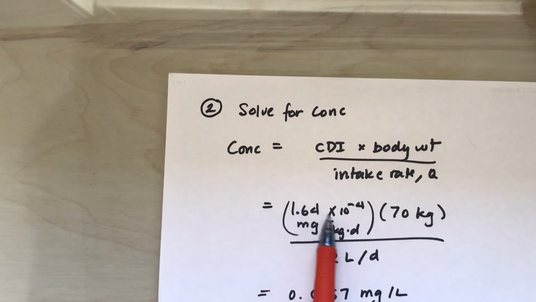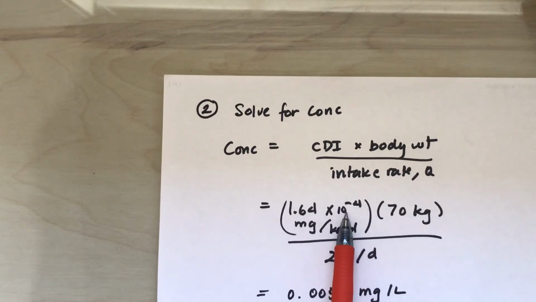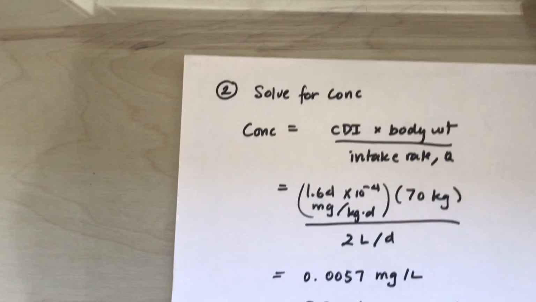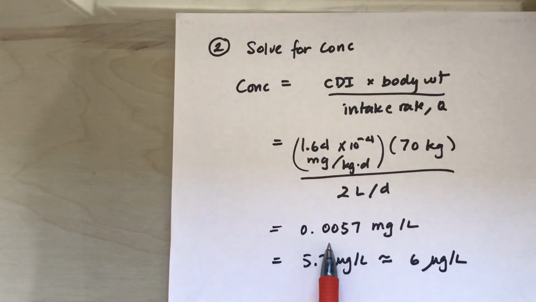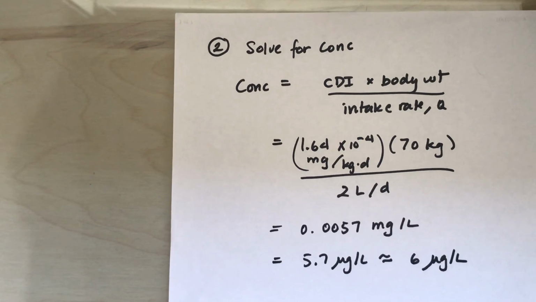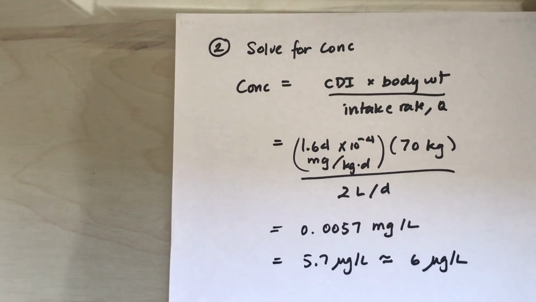So that is 1.64 times 10 to the negative 4, what we just solved for, times the 70 kilogram adult, divided by 2 liters per day. And we get a concentration of 0.0057 milligrams per liter, which is the same as 5.7 micrograms per liter, or about 6 micrograms per liter. That's going to result in a 1 in a million risk of getting cancer from chloroform in drinking water.